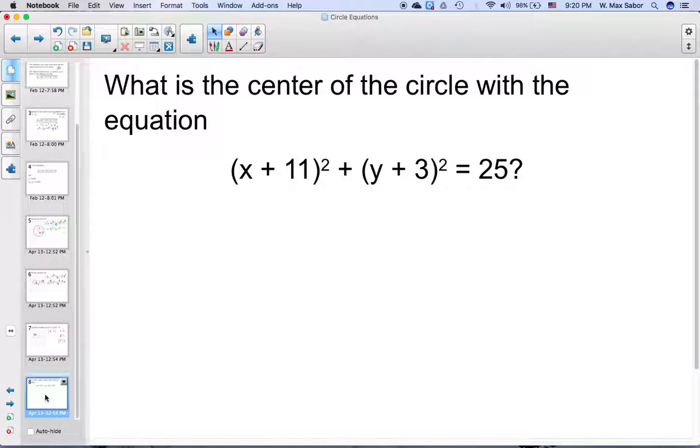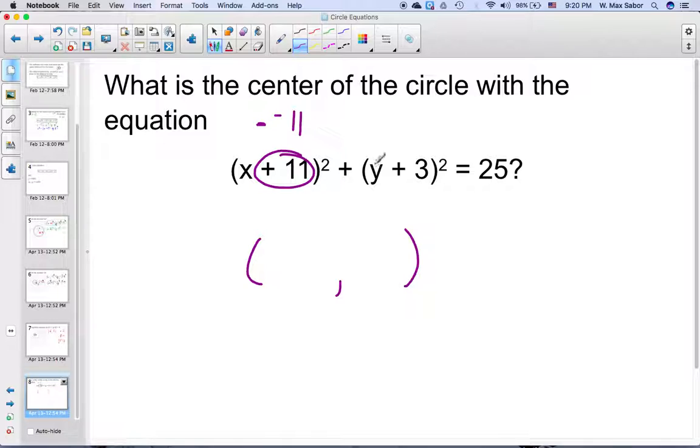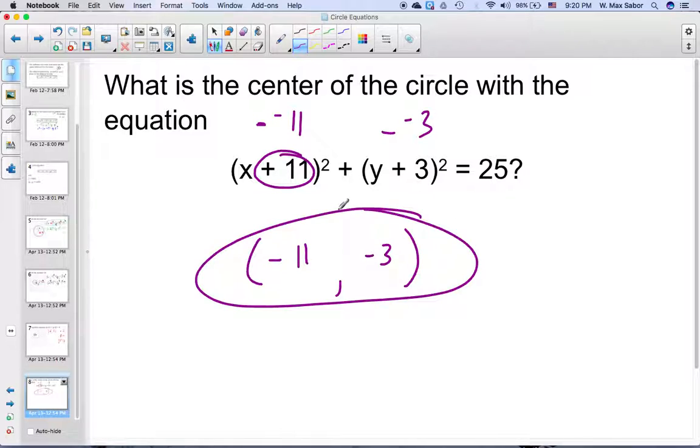What is the center of the circle with this equation? Now, it's very tempting to say that the center of the circle is 11, 3, but it is not. Remember that there's a negative as part of the formula, so this originally was minus negative 11, and this was minus negative 3. So negative 11, 3 is the center of that circle.